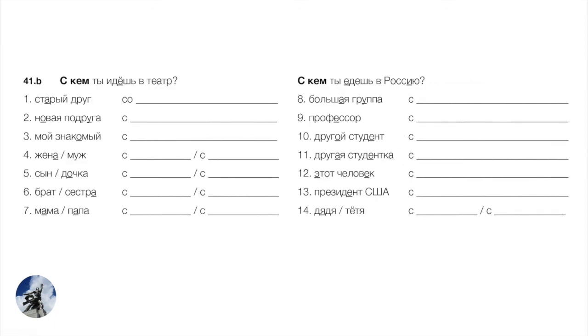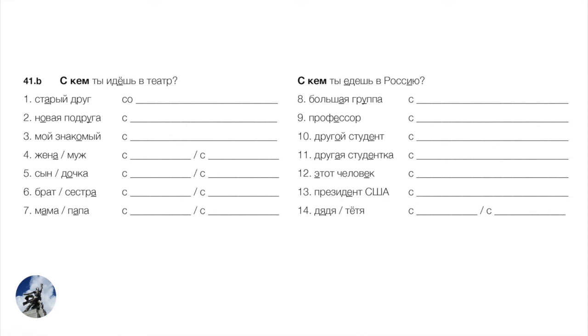Okay, let's do a few more. Now talking about people, с кем. So again, with people, at least for now, we're going to be using this almost always to express accompaniment, right? With whom are we doing something? Okay, с кем ты идешь в театр, right? With whom are you going to the theater? Well, let's say with these people.